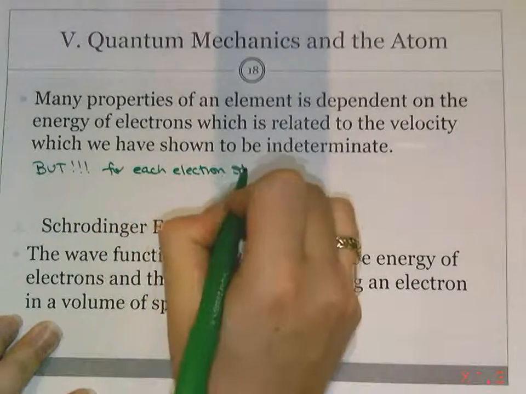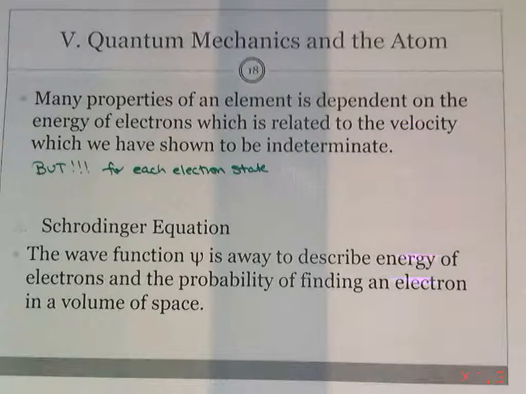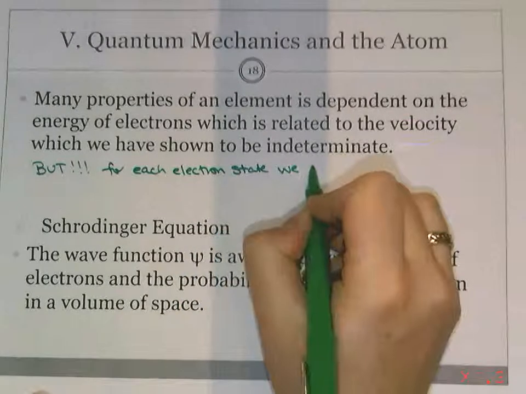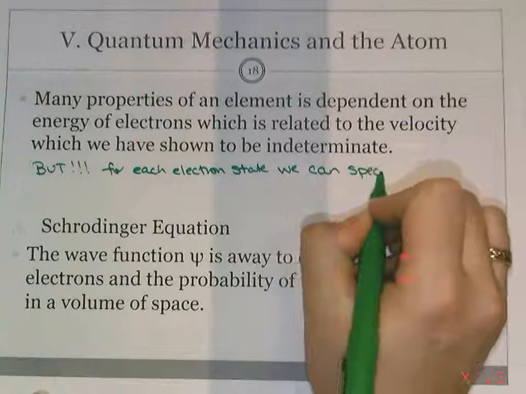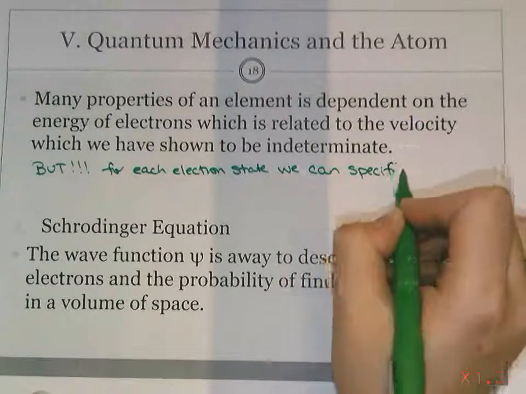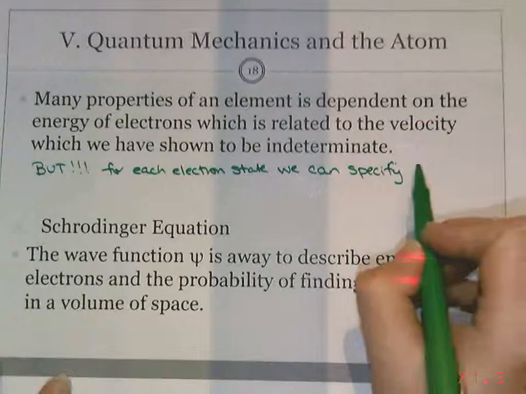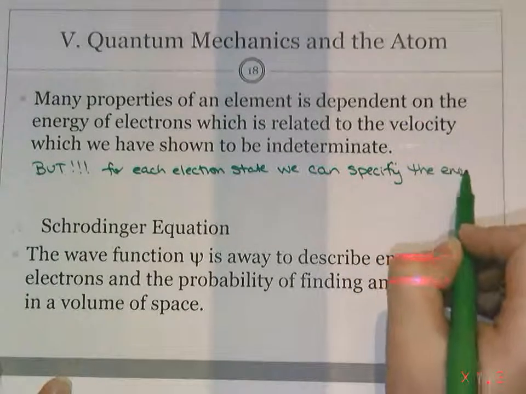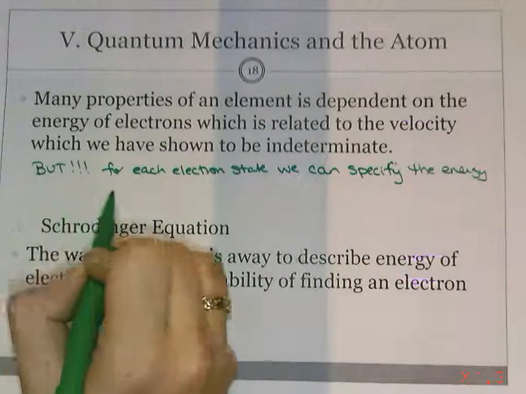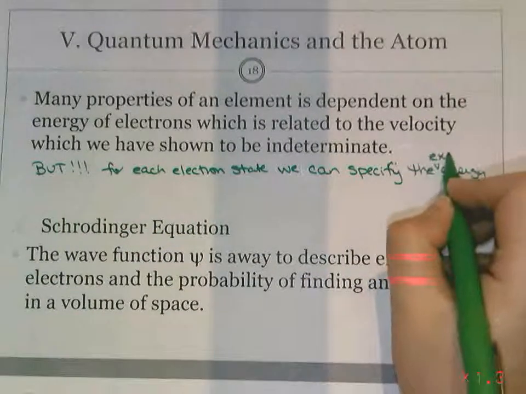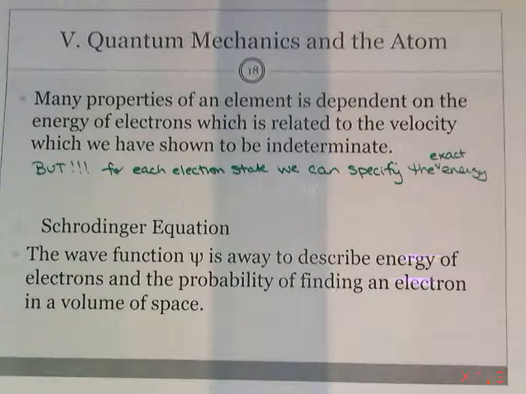For each electron state, we can specify the states, the individual tracks that the electrons are on, each one of those states. We can specify the exact energy. So if we know what state it's in, we can tell you, oh, if it's in that first state, it has this much energy. If it's in the second one, it's this much more energy. So we can tell things about that.